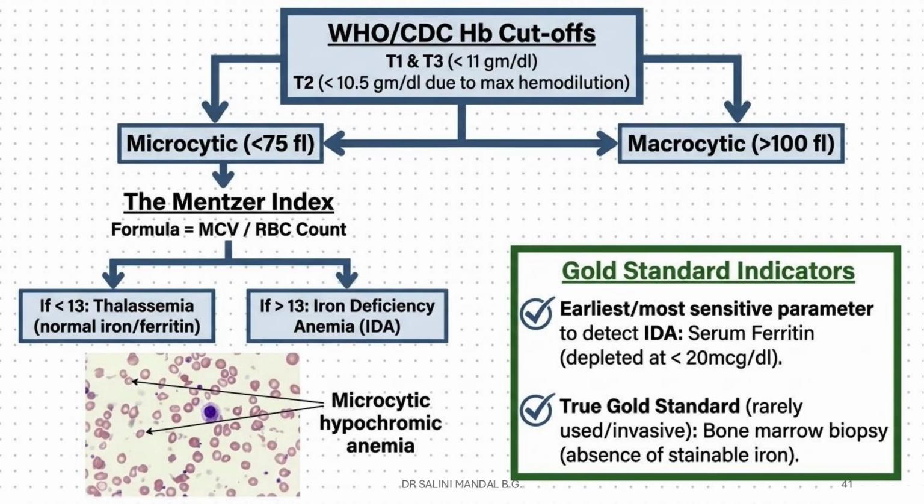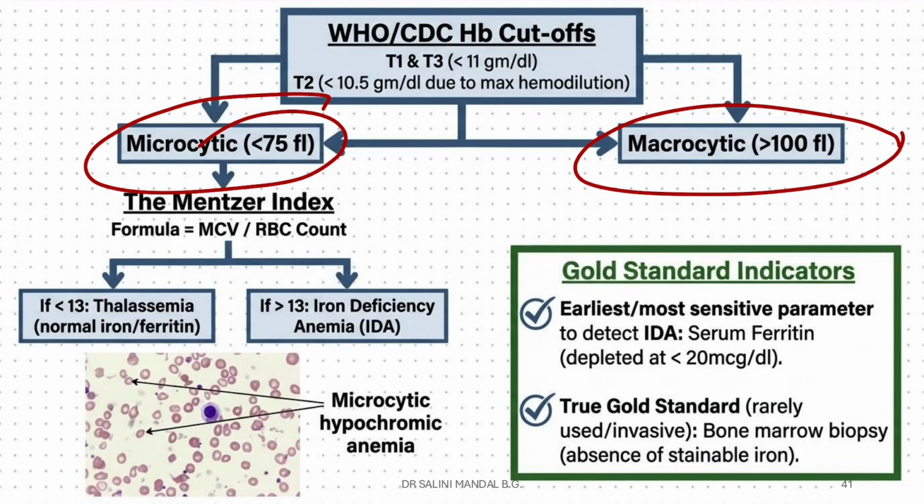Either it can be microcytic or macrocytic. Now what you need to remember is that if it is less than 75 femtoliter, it is microcytic. More than 100 femtoliter, we call it macrocytic. Here we are supposed to find out the Mentzer index, that is MCV by RBC count. If it is less than 13, it is thalassemia. If it is more than 13, it is iron deficiency anemia.